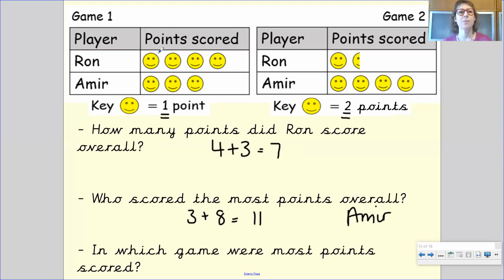So let's have a look at game 1. We've got 1, 2, 3, 4, 5, 6, 7. So I'm just going to put 7. And here we are counting in 2s. We've got 2, 4, 6, 8, 10, and one more is 11. So we've got this one is our higher number. So there were more points in game 2.